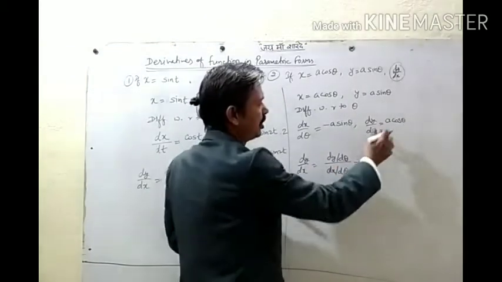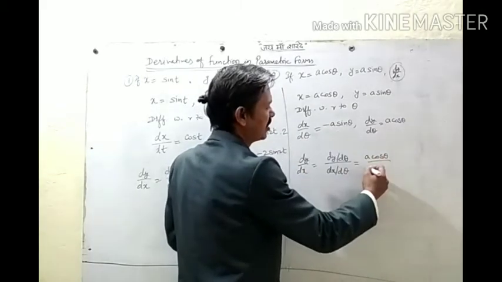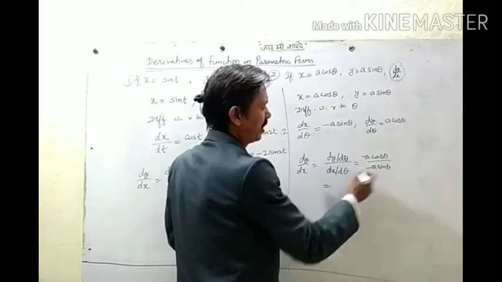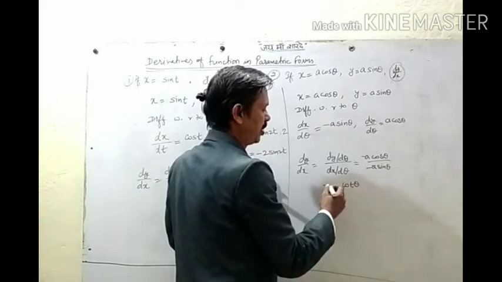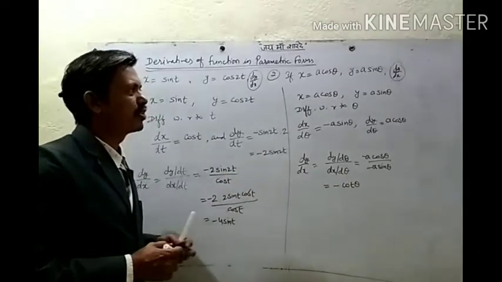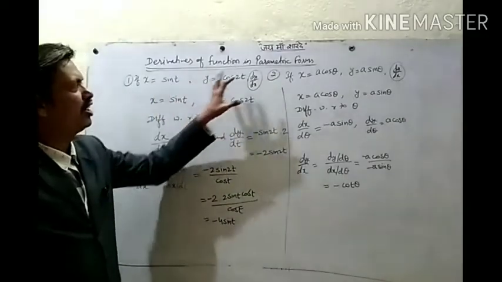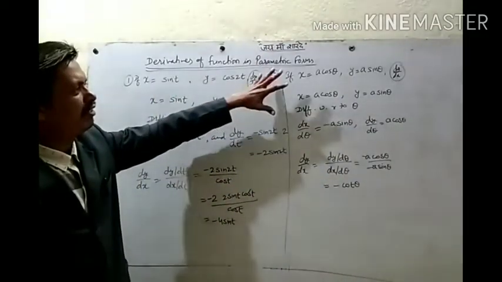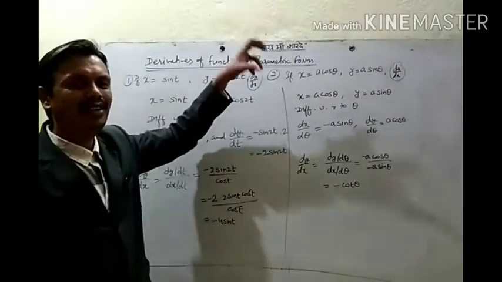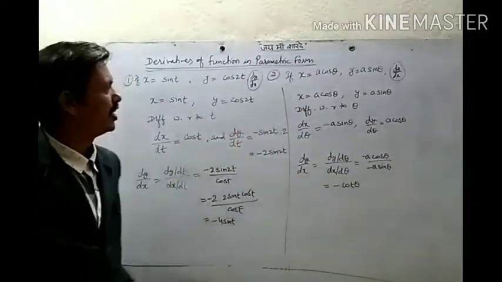So its value is a cos theta upon the value of dx by d theta, which is minus a sin theta. A cancels out and we get cos upon minus sin, which is minus cot theta. So the value of dy by dx is minus cot theta. So if parametric forms are given of any function, then how to find dy by dx? X and y are in terms of a third variable, and we want to find dy by dx. So differentiate both the variables x, y with respect to the third variable and divide the derivative of y by the derivative of x. That will give you the value of dy by dx.